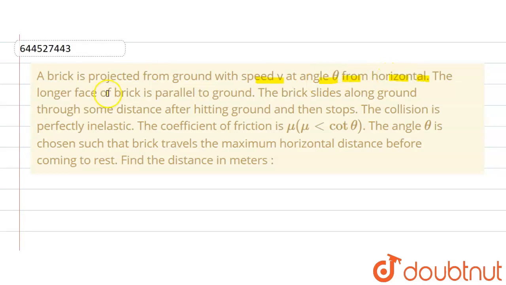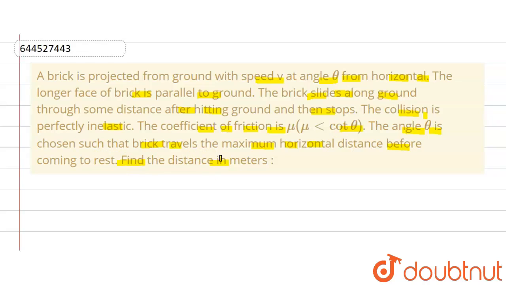Question is given: a brick is projected from ground with speed v at angle theta from a horizontal. The longer face of brick is parallel to ground. The brick slides along ground through some distance after hitting ground and then stops. So the collision is perfectly inelastic. The coefficient of friction is mu, and mu is less than cot theta. The angle theta is chosen such that brick travels the maximum horizontal distance before coming to rest. So find the distance in meter.